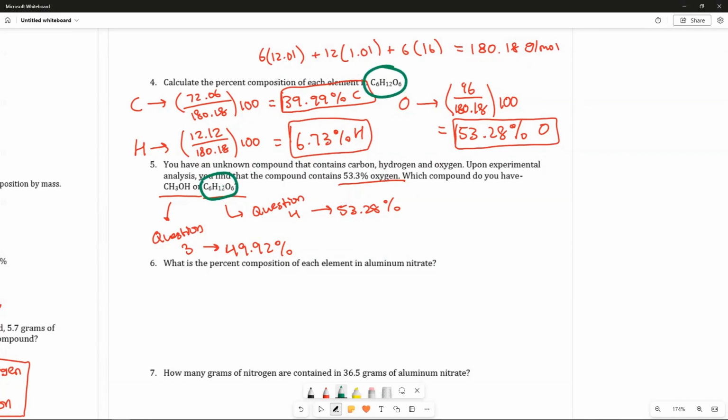C6H12O6. Therefore, the compound in question is C6H12O6. Let's write that a little better. C6H12O6. Alrighty.